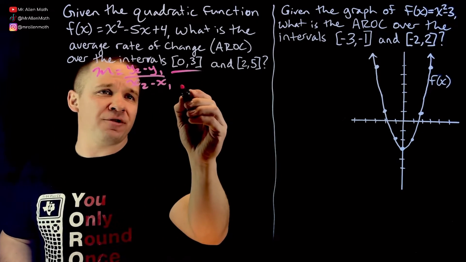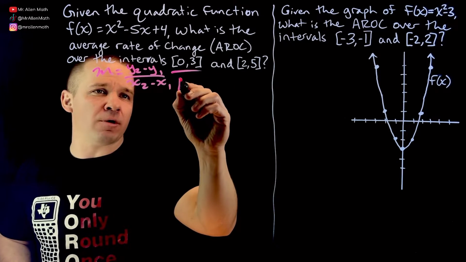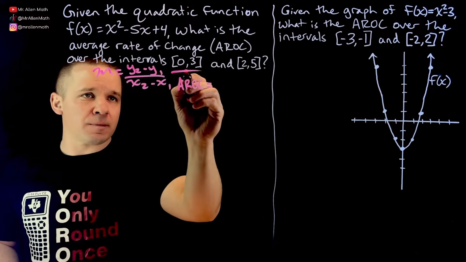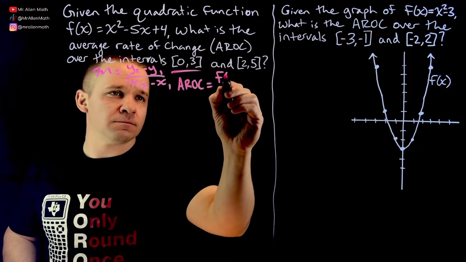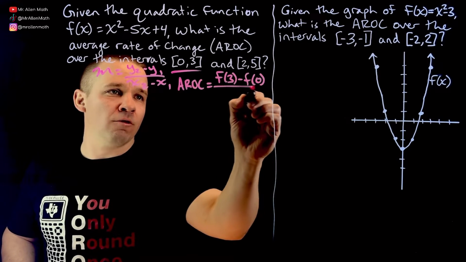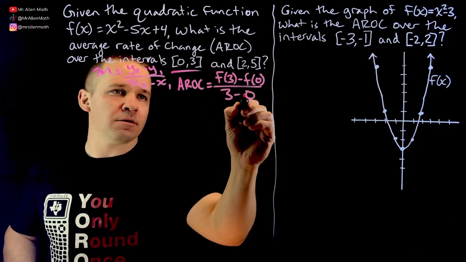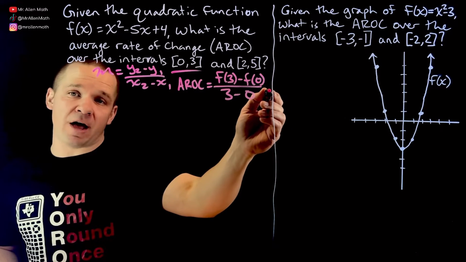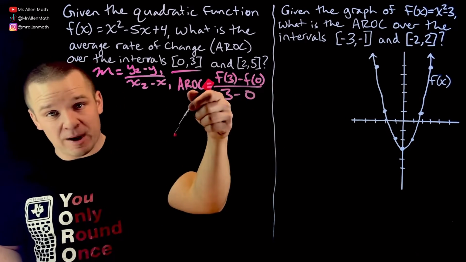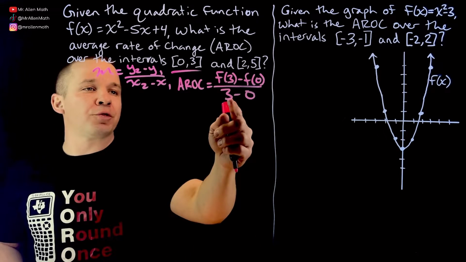So what we're going to have here for our AROC, over that interval, is going to be f of 3 minus f of 0 over 3 minus 0. So this is my change in my y values, right? When I plug 3 in, that's my y value, that's my output. When I plug 0 in, that's my output, over 3 minus 0.